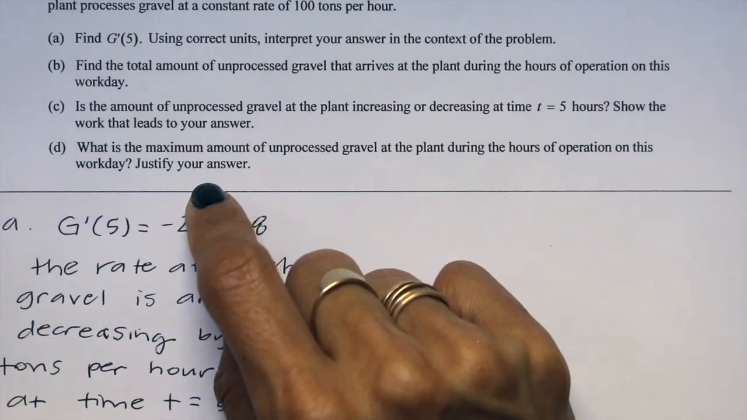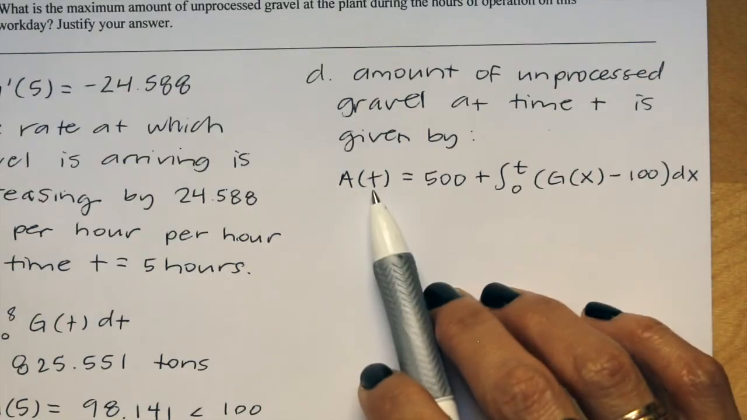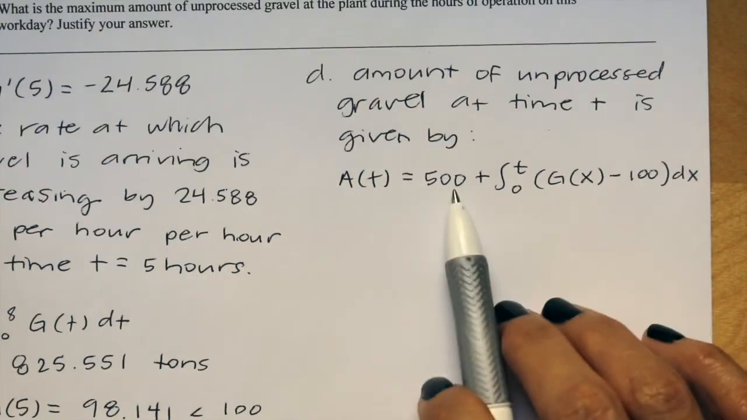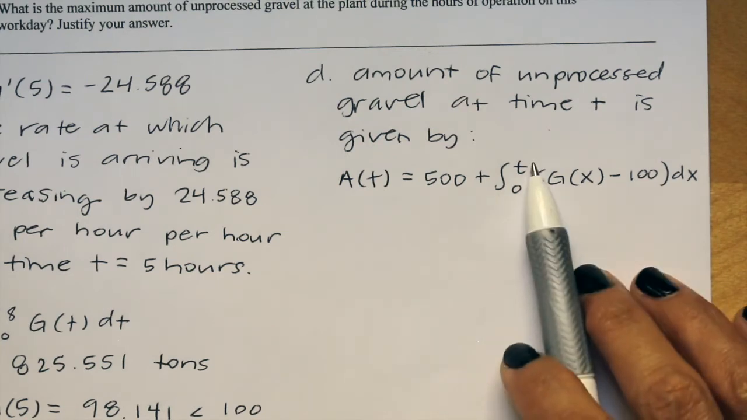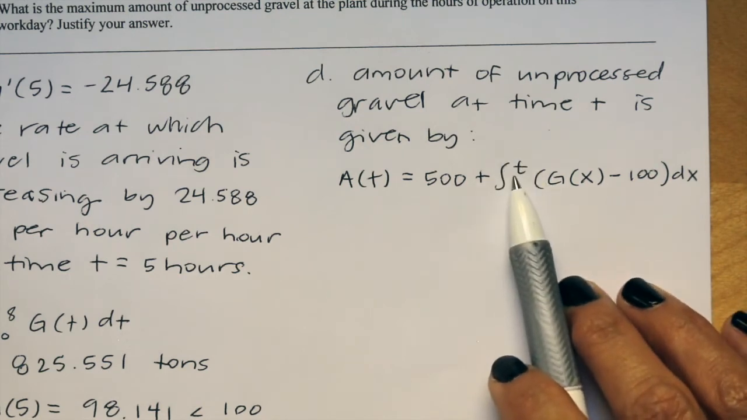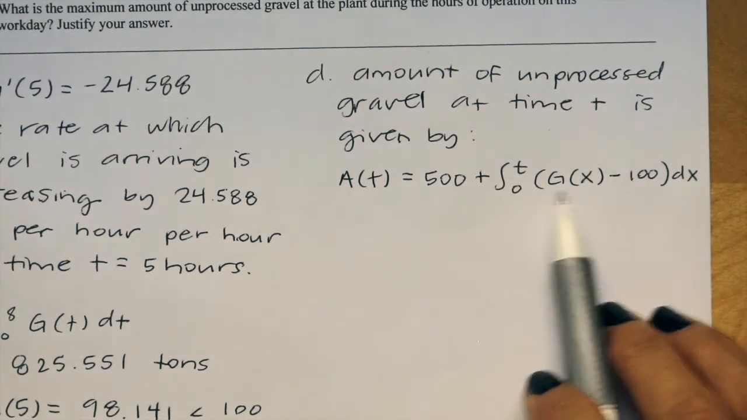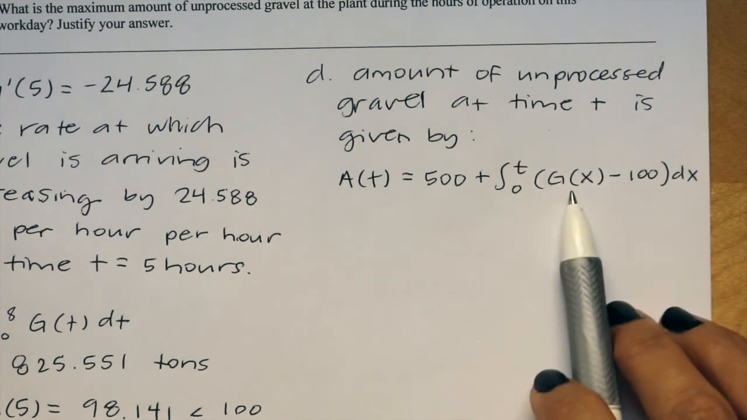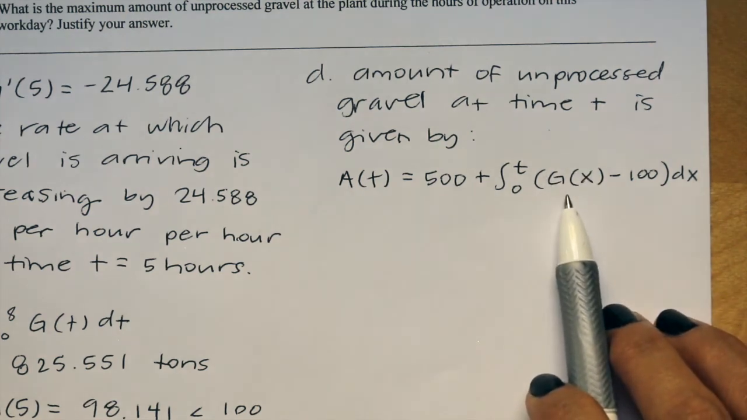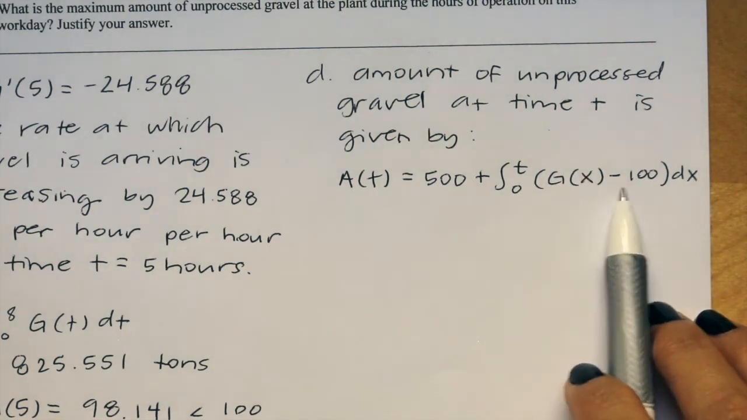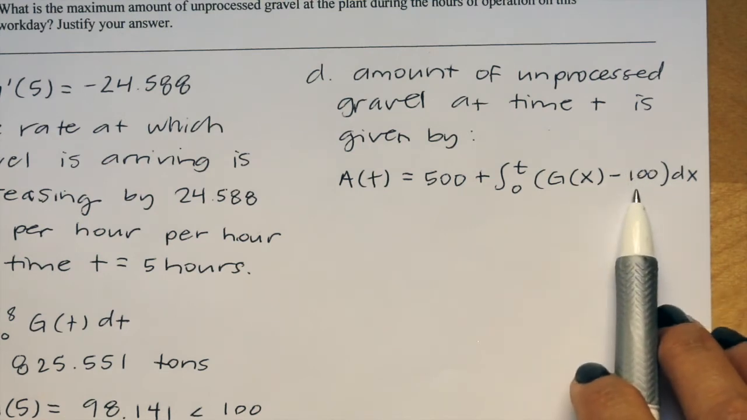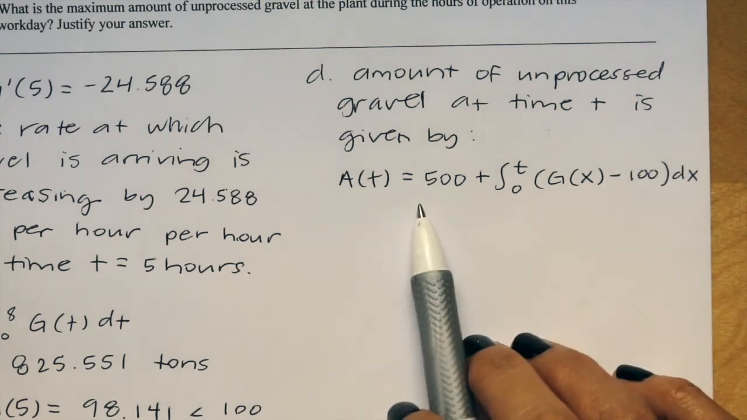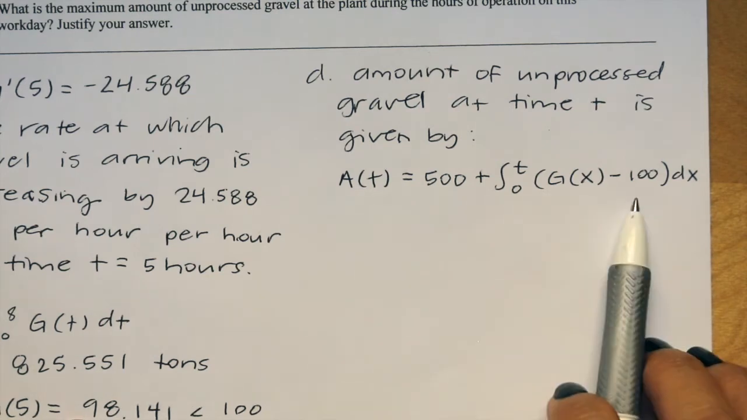Justify your answer. We're going to use A of t to represent the amount of unprocessed gravel at the plant. So you have 500 is initially how much is unprocessed. Then we're adding the integral from 0 to t, because t represents whatever time in the day we want to calculate this at. The integrand is going to be g of x, which is the rate at which the unprocessed gravel arrives, minus 100, which is the rate at which the plant processes gravel.